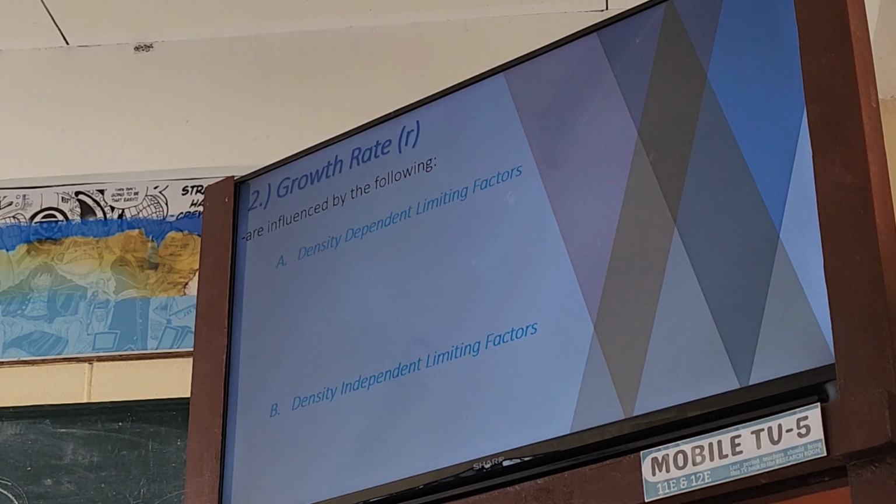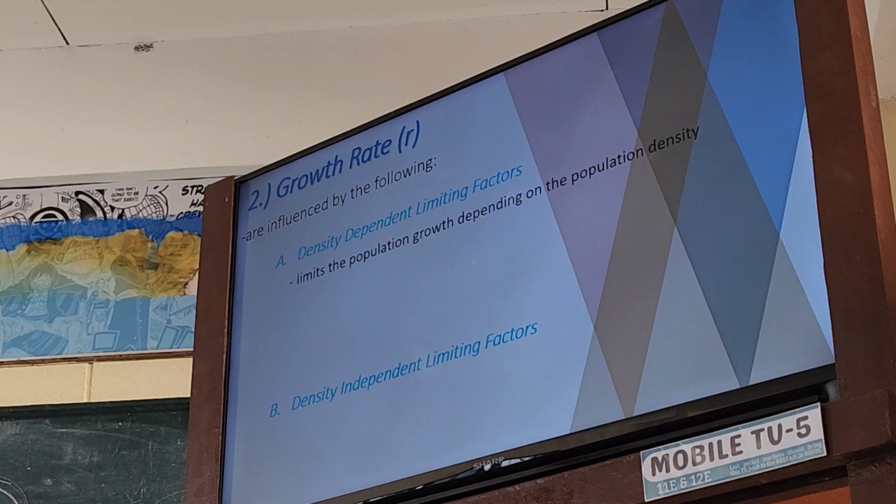Now, those biotic and abiotic factors may also limit a population. So in terms of its limiting capacity, there are two types. It's density dependent versus density independent. So it's not rocket science. Go back to the definition. Density dependent. Does the population density influence its limiting factor or not? Yes. Density dependent, yes. What does that mean?